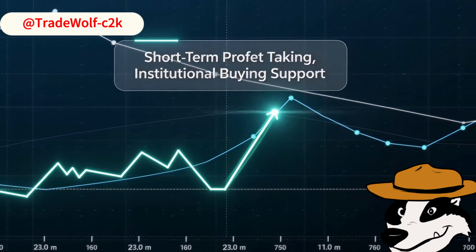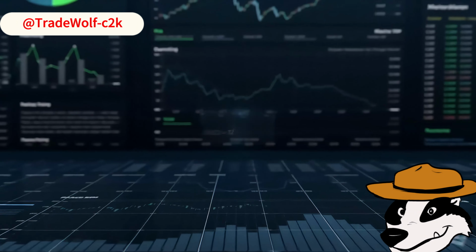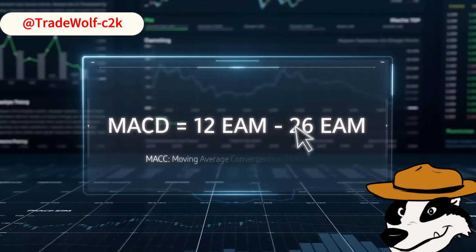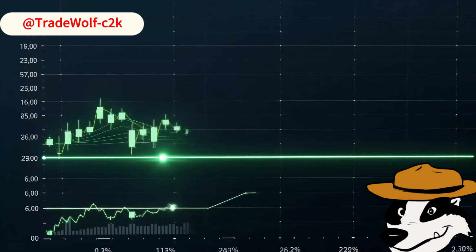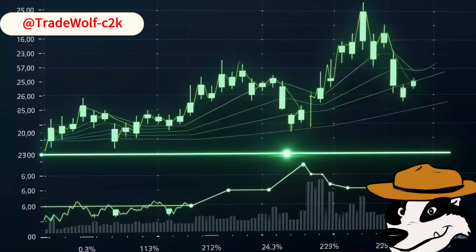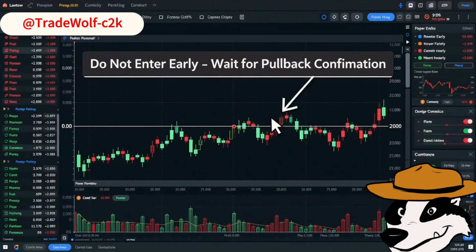This pullback is controlled short-term profit-taking by large institutional capital. MACD values are calculated using 12-period and 26-period exponential moving averages. Only consistent positive bullish momentum can sustain the indicator trading above the zero axis. Never rush to open positions the second the indicator crosses above zero. You must wait for price to retrace and confirm support before establishing long orders.